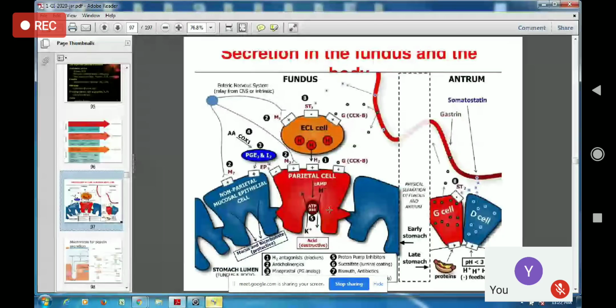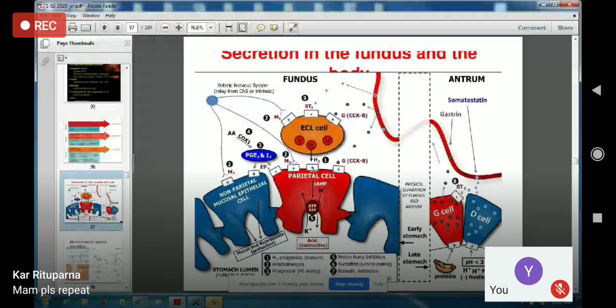This is one important point. The second important point is the paracrine: when histamine is released by the enterochromaffin-like cells, that is when ECL cells produce histamine, histamine binds with the histaminergic H2 receptors on the parietal cell, and it leads to increased HCl secretion. It causes stimulation of the proton pump, and it causes more HCl secretion.